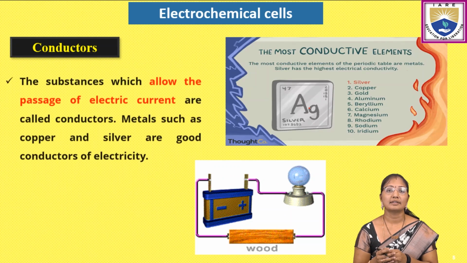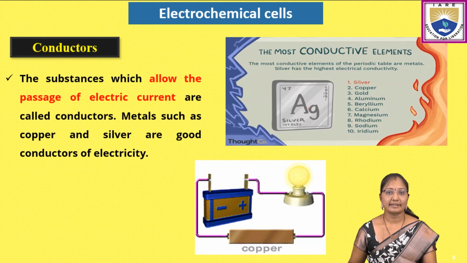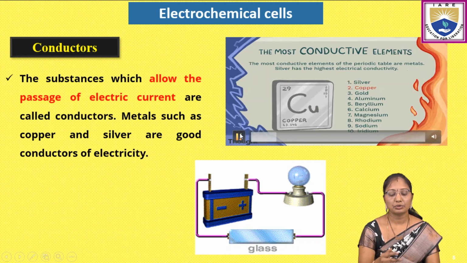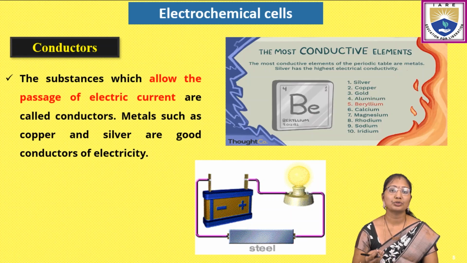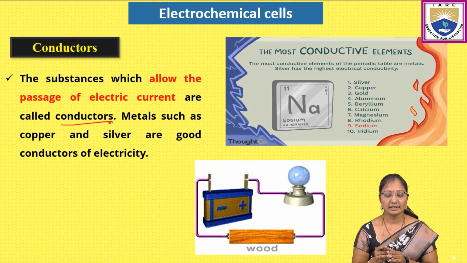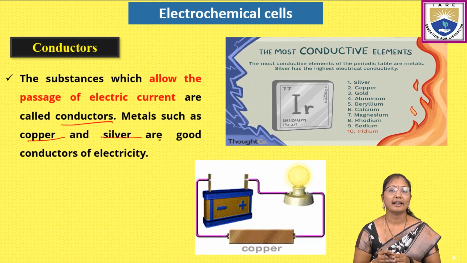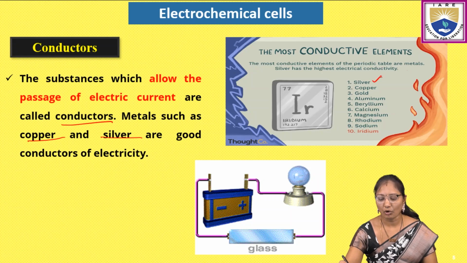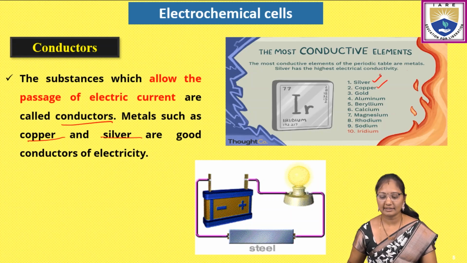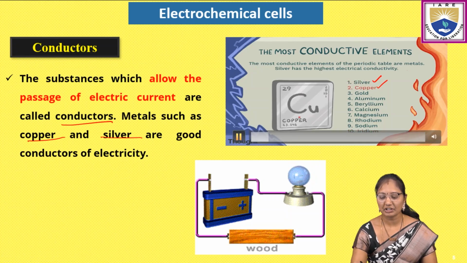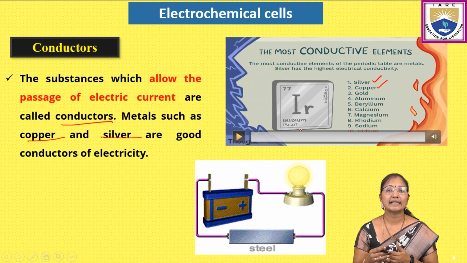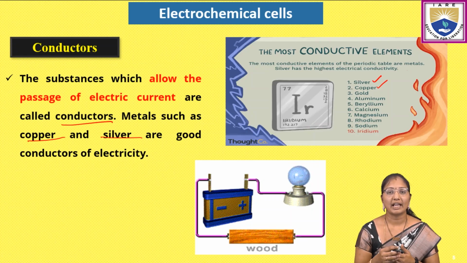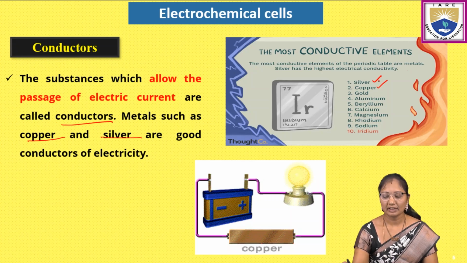Coming to the conductors. What are the conductors? The conductors are the substances which conduct electric current, or conduct electricity through them. Metals such as copper and silver are good conductors of electricity. Based on the conductivity of electricity, silver is the best conductor, followed by copper, aluminium, gold, beryllium, calcium, magnesium, rhodium, sodium and iridium.